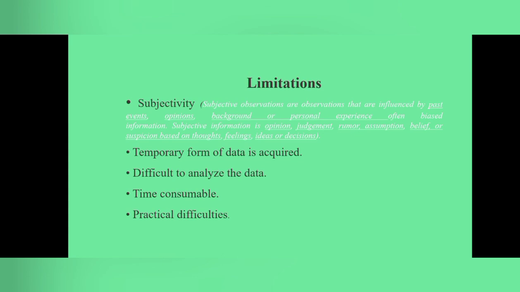Events of his past life may intrude in evaluation of the data while observing. Temporary form of data is acquired if the data is not recorded by using the audio and visual aids, or if the field notes are not collected, the data may become lost. So it is very important to keep them at hand. Difficult to analyze the data. This kind of data is difficult to code, so this kind of data is difficult to analyze. It's time consumable, and there are some practical difficulties involved.